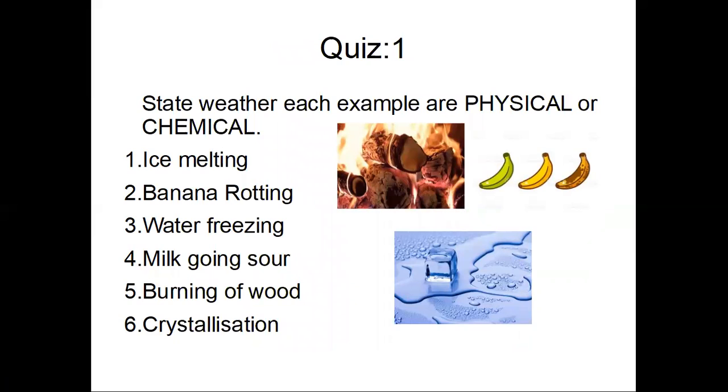Now let's have a small quiz related to our chapter. State whether each example is physical or chemical. You can simply pause the video to answer and comment it below. First, ice melting. What type of change is it? Physical or chemical? Banana rotting. Water freezing. Milk going sour. Burning of food. And crystallization.